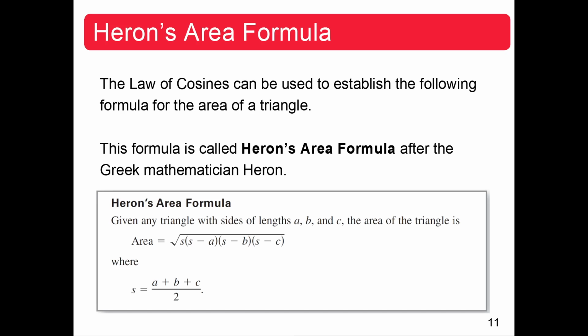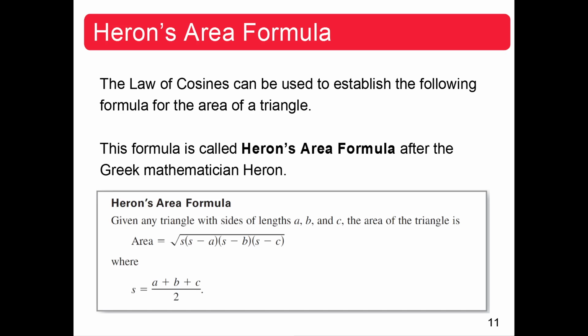So Heron's area formula is as follows. If you have a triangle with side lengths A, B, and C, the area for that triangle is equal to the square root of S times (S minus A) times (S minus B) times (S minus C), where S is defined as the perimeter of the triangle divided by 2: (A plus B plus C) all divided by 2.